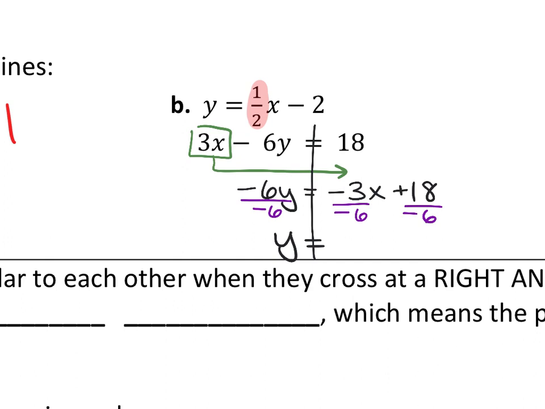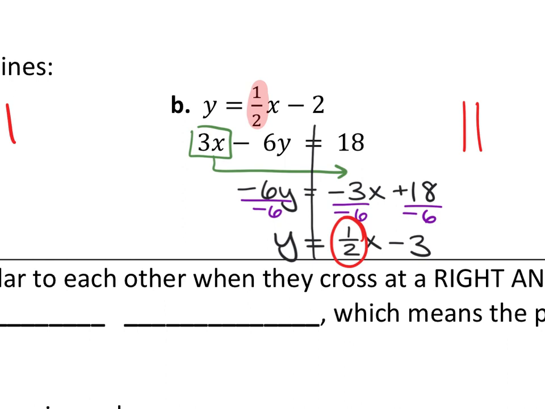What is that? 0.5, which is 1/2, yeah? And then 18 divided by negative 6 is negative 3. Not that that's really important for us because we wanted this number. What do you now notice about my first equation and the second equation? What do you notice about their numbers in front of x? They're the same, which means these two lines are parallel.